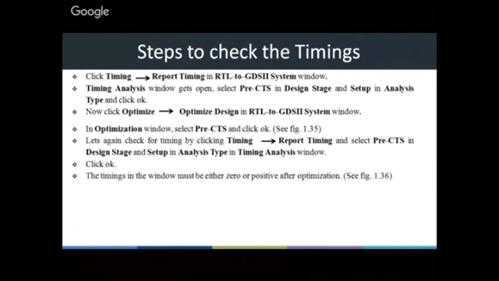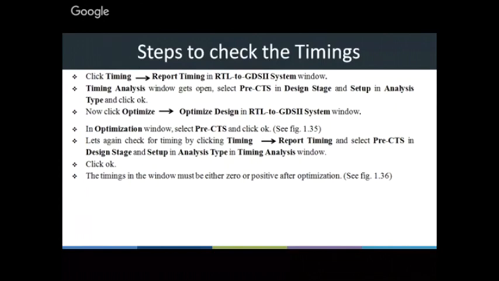Timing analysis window gets open and we select pre-CTS because we didn't give any clock tree synthesis. Okay, so first we select this pre-CTS option in design stage and setup in analysis type, and we will click at OK. Now we will see the timing report that would be shown in your console window. Here you will see if the timing is negative, okay, then you go for the optimization step.